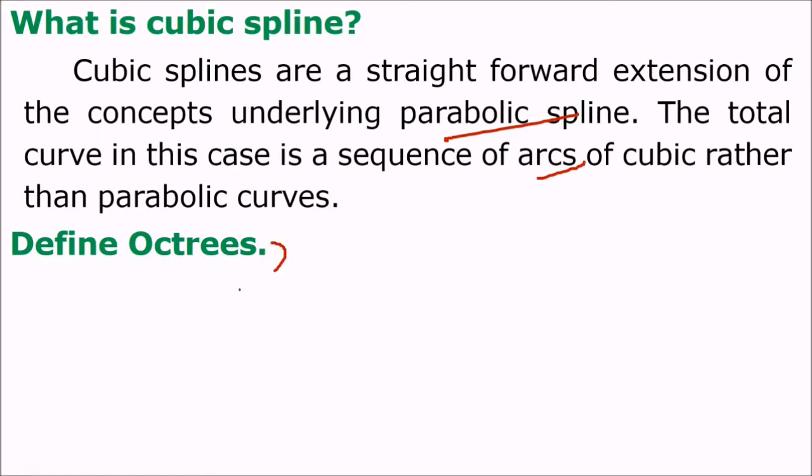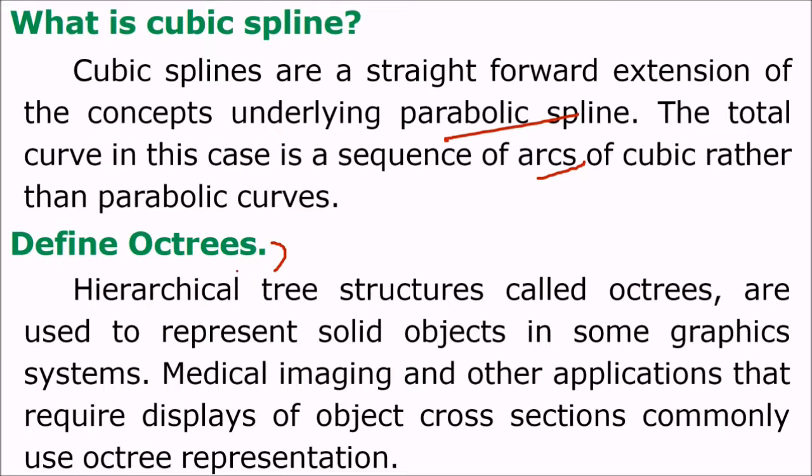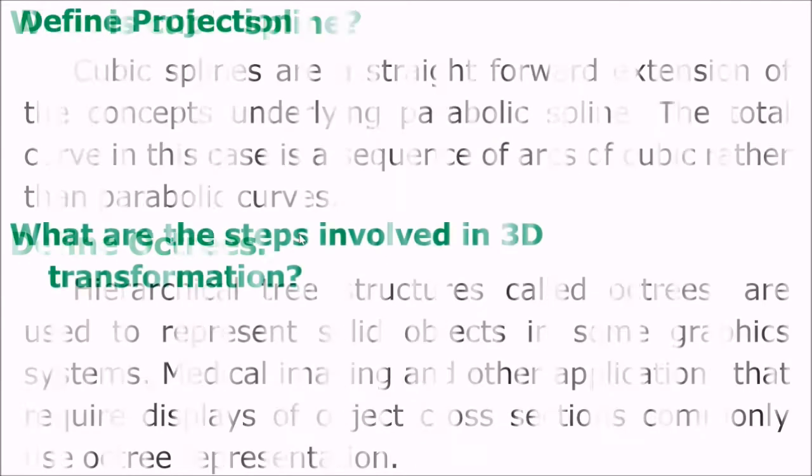Define the Octrees. For 3D, we use the Octree 3D representation, or space partitioning and various other aspects. These are hierarchical tree structures called Octrees. These are used to represent solid objects in some graphic systems. Medical imaging and other applications that require space of object cross sections commonly use this Octree representation. The 2D counterpart of the Octree is the quad tree.